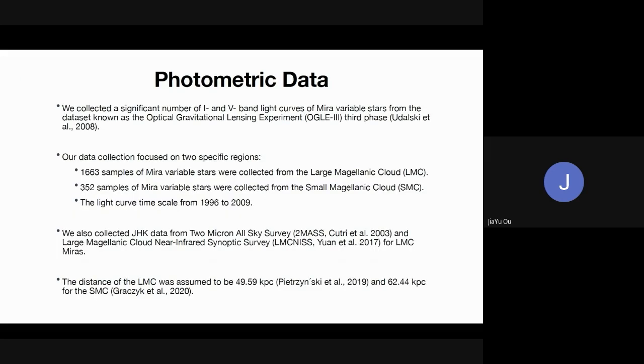And next, we collected the Mira variable stars in the OGLE group, from OGLE-III. We collected 1,600 Miras in the LMC, and we have 352 in the SMC. We also collected JHK data from 2MASS and the Large Magellanic near-infrared dynamic survey for the LMC stars. And next.